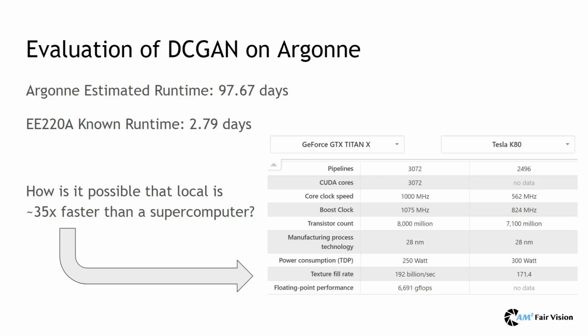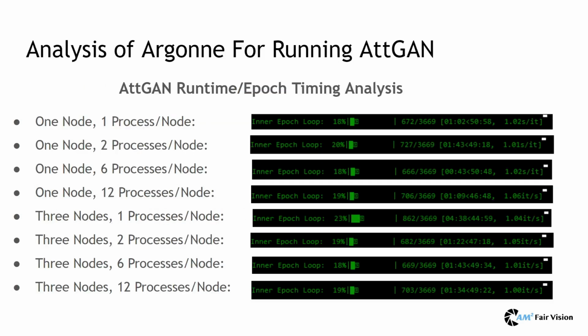Well, DCGAN is optimized to run on one GPU, and the Titan X, with a faster clock speed and more transistors than a Tesla K80 as shown in the figure, simply does a better job. With this information, we eliminated DCGAN from use in the project. With Argon work on DCGAN completed, I transitioned to ATTGAN.